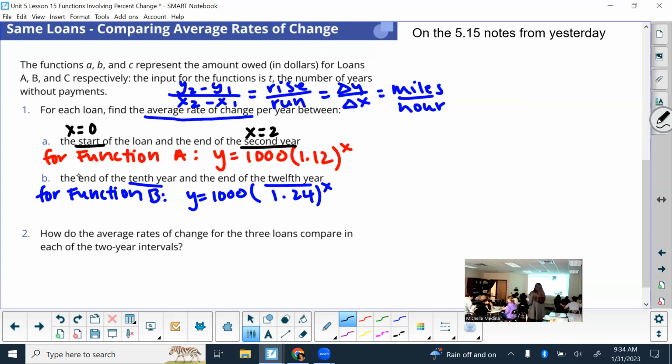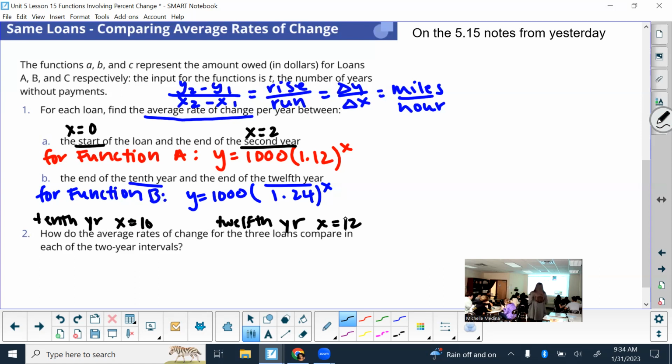For B, if it says at the end of the 10th year, then what is my X? 10. At the end of the 12th year, what is my X altogether? Class, what is my X? That was 2 people, that was not all together. Are we paying attention? At the end of the 12th year, X would be what? At the end of the 13th year, X would be what? At the end of the 100th year, X would be what?